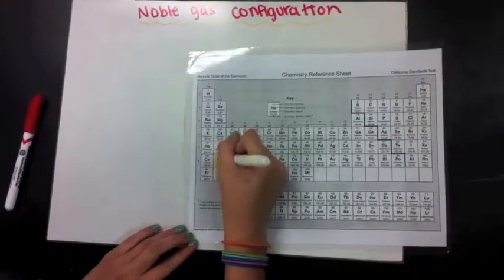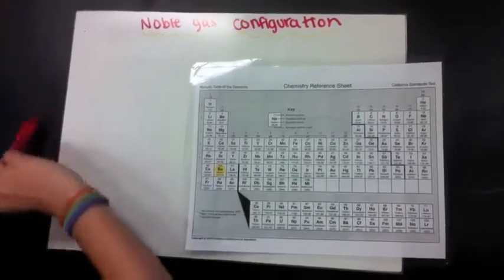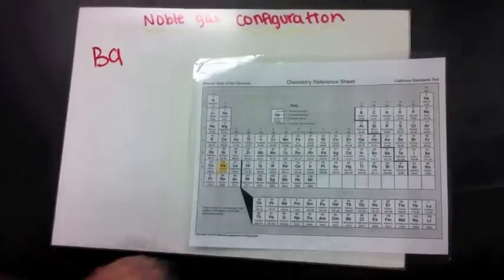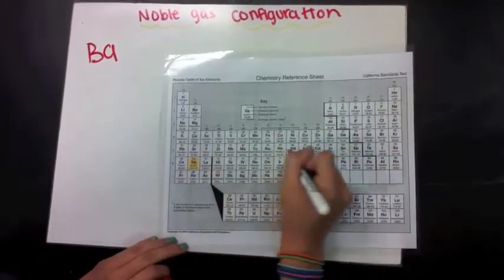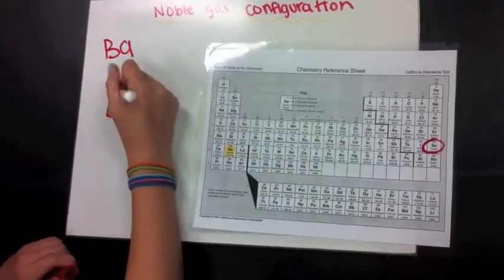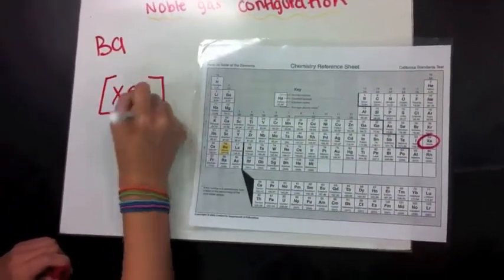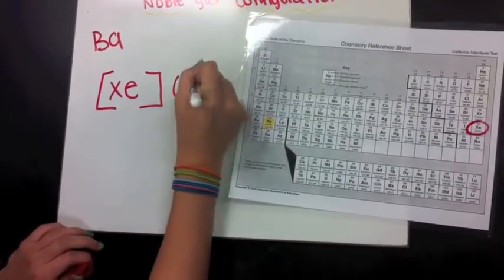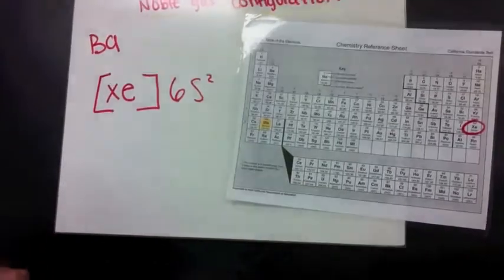In the case of an element such as barium, instead of writing the entire electron configuration, which can take a lot of time, you can make it simpler by using noble gas configuration. To do this, start at the noble gas in the period above your element and put the noble gas symbol into brackets. From there, continue the electron configuration until you reach your element.